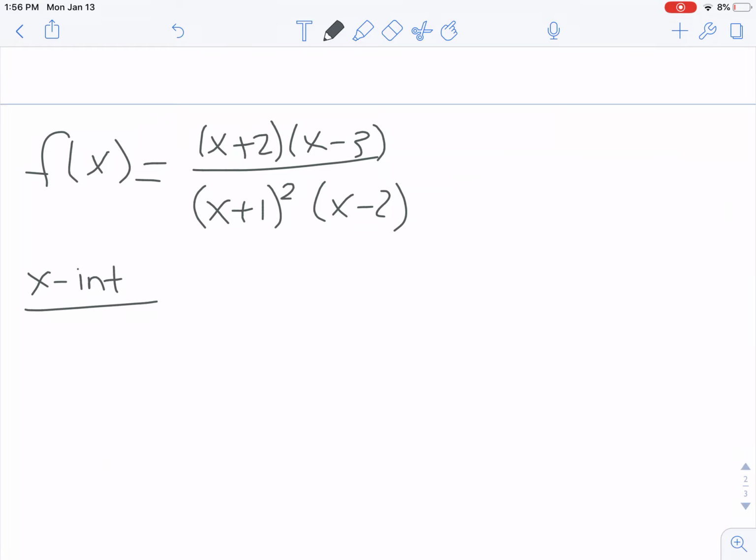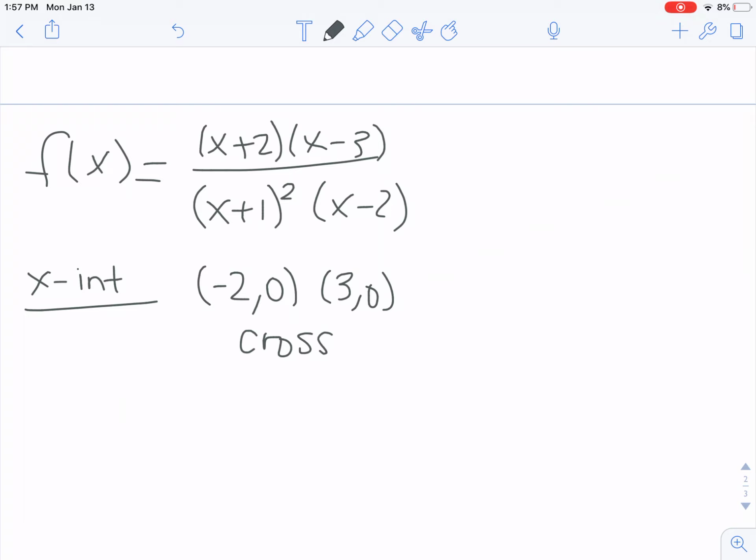and my x-intercepts are where my top equals 0. So at -2, 0, and at 3, 0. I checked multiplicity on those. They both have a positive exponent, so they're both going to cross. Neither one of them is going to bounce, okay? So hopefully that makes sense.